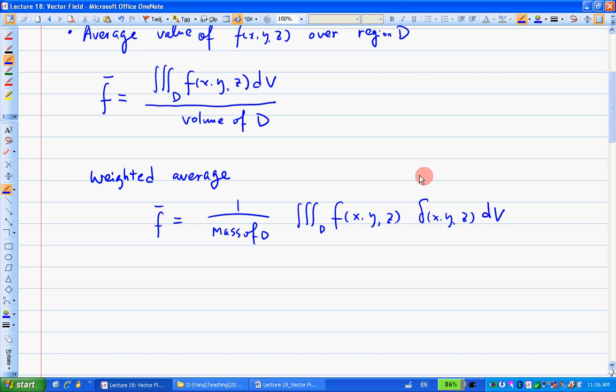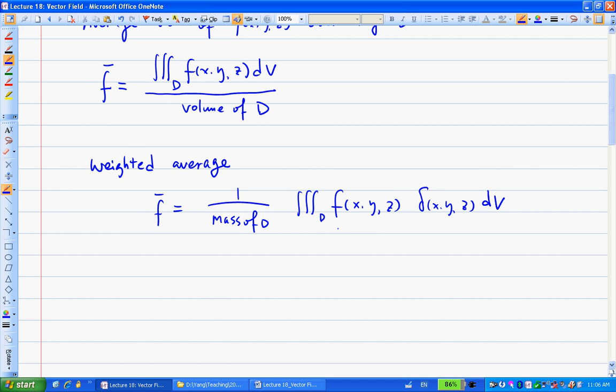So if you have a format like this one here, you should say, oh, that's sort of like a weighted average of a certain function. As a matter of fact, I can also say that's the weighted average for this delta function here. So same idea.